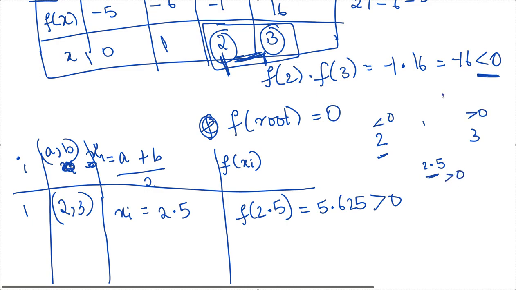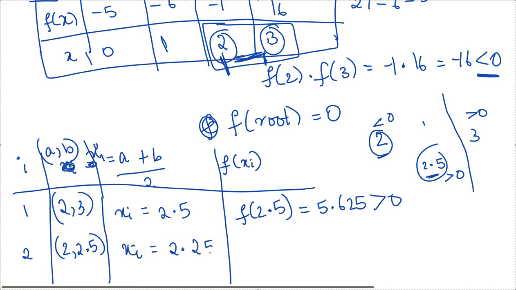Okay. So now we'll shrink the interval further. Our next interval will be these two, 2 and 2.5. So second case, it's 2, 2.5. Now what is xi? It's 2 plus 2.5 by 2, so you will get 2.25. Now what is f of 2.25? It's 1.891, which is again greater than 0.